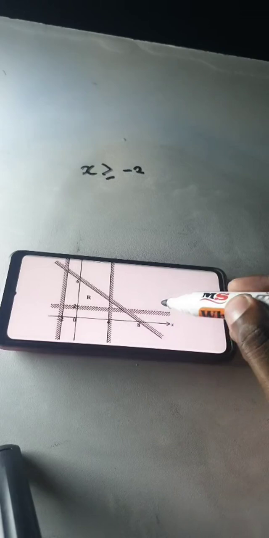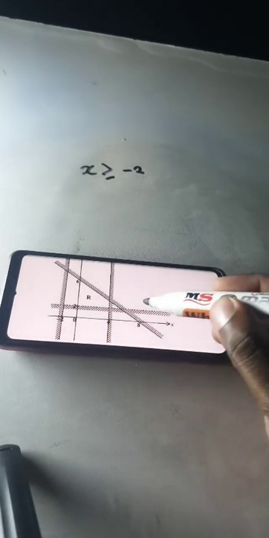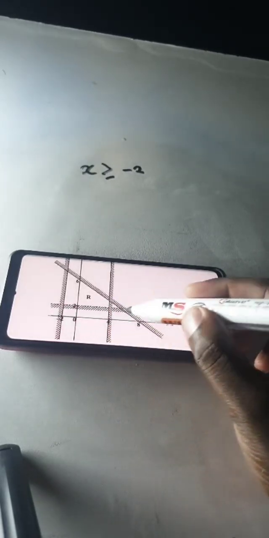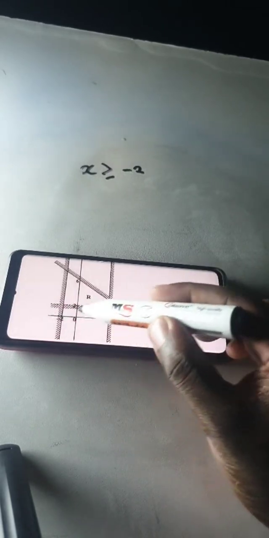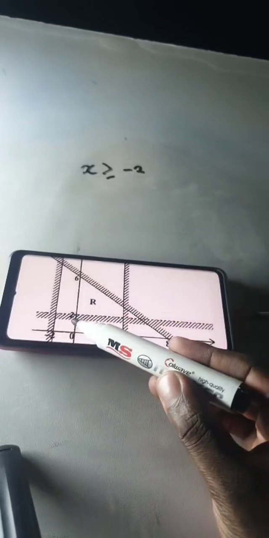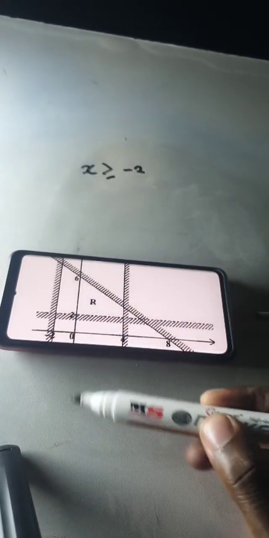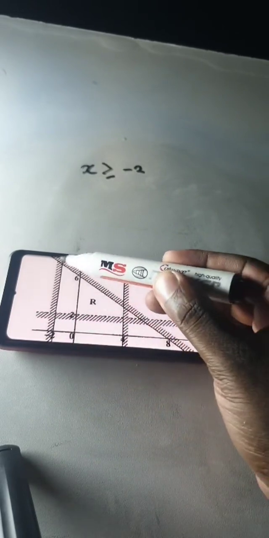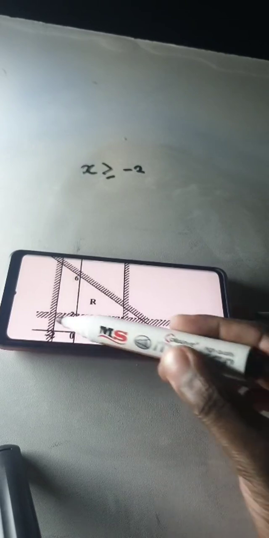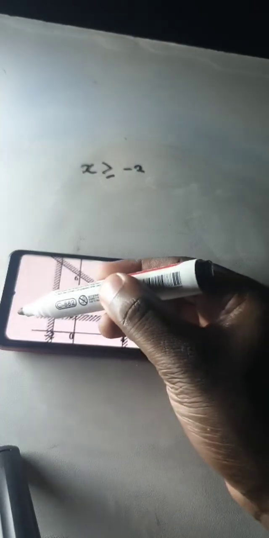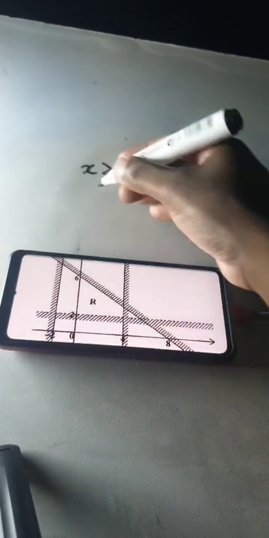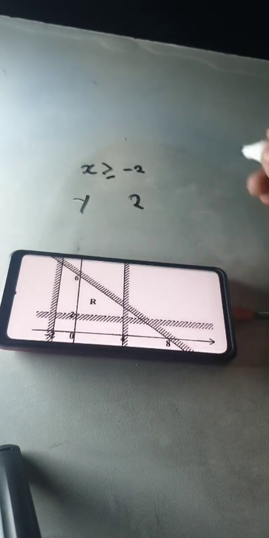Then we have this line. It's a dotted line. This dotted line is passing at positive 2 on the y-axis. It's the only different line among the 4 lines. So it's passing the y-axis at 2.